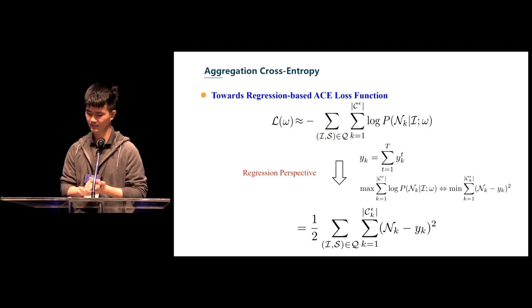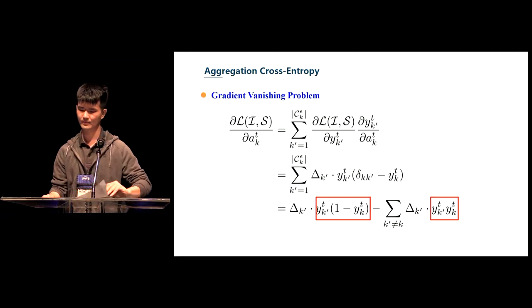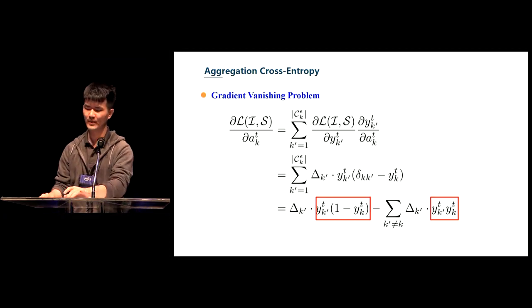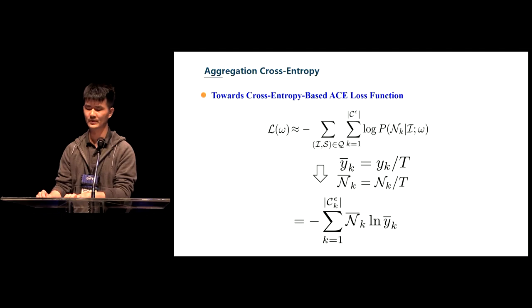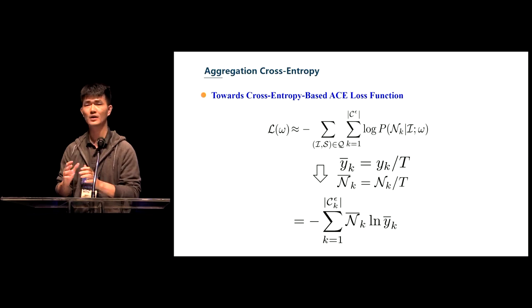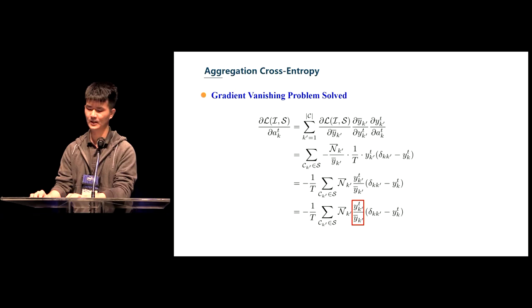The most simple and easy way is from the perspective of regression. However, the regression method will result in a gradient vanishing problem, which is caused by the tiny prediction of the network. To solve this problem, we use cross-entropy to measure the distance between two probability distributions. First, we normalize the accumulated probability and its annotation, then require them to have a similar distribution. And the gradient vanishing problem is solved because the tiny prediction of the network is elegantly offset by itself.